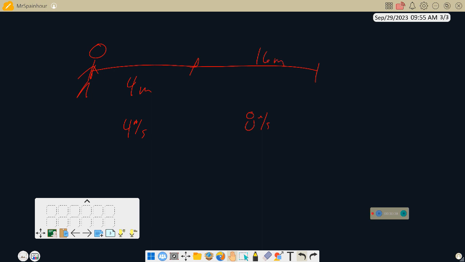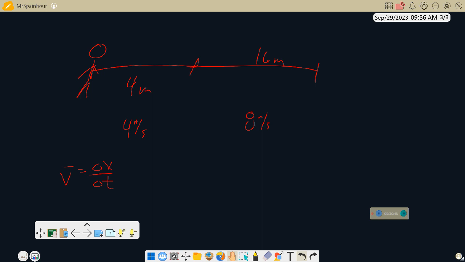Yeah. Okay. So what do you have to do here? Well, your definition of average velocity is total displacement over total time. So you've been kind of doing something like this even before we did this.